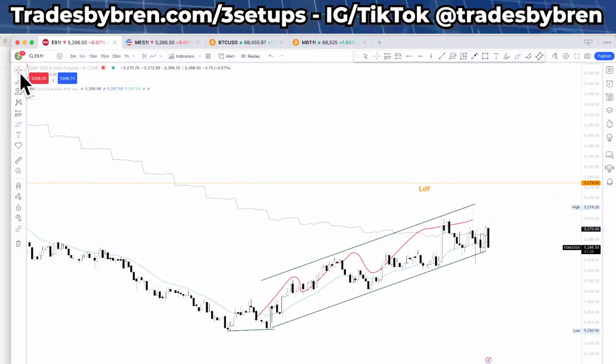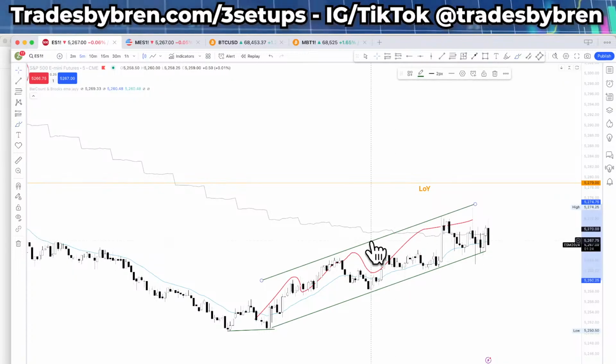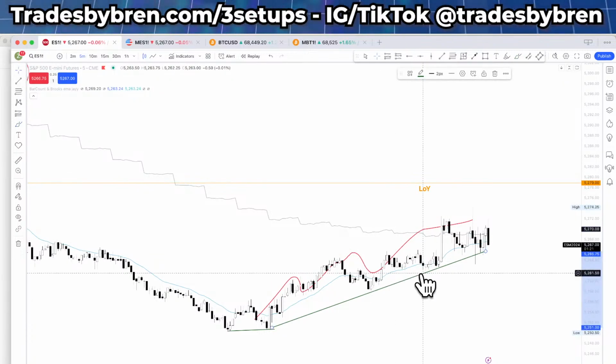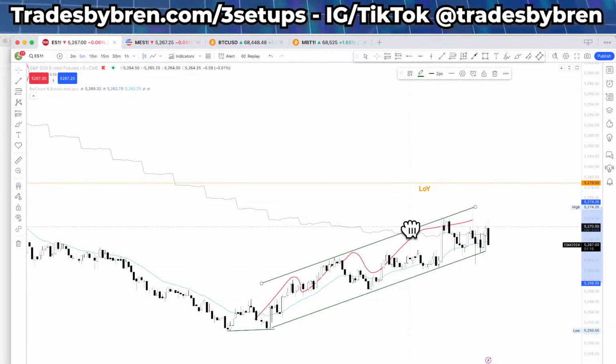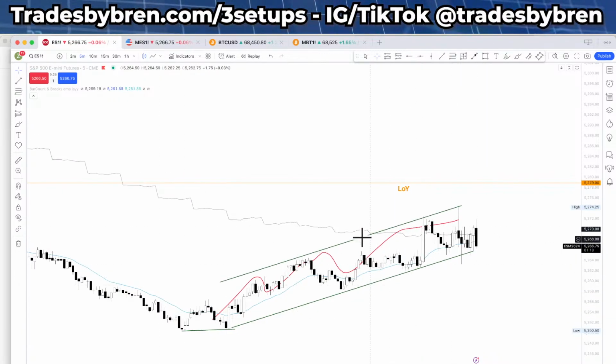So how do I draw trend lines? I connect the lows. I do it in 2 steps. 1, I connect the lows, and then I just do a parallel best fit. Okay, so this is a channel pattern. Okay, channel, right?